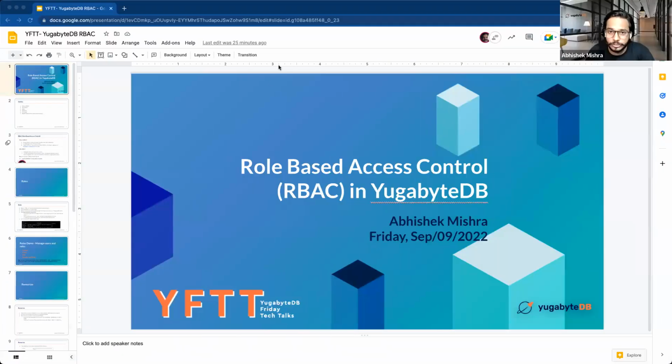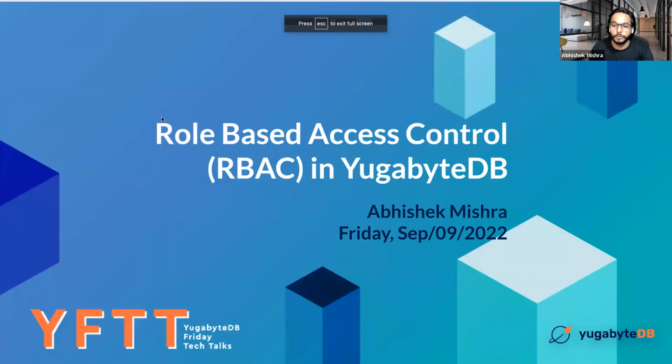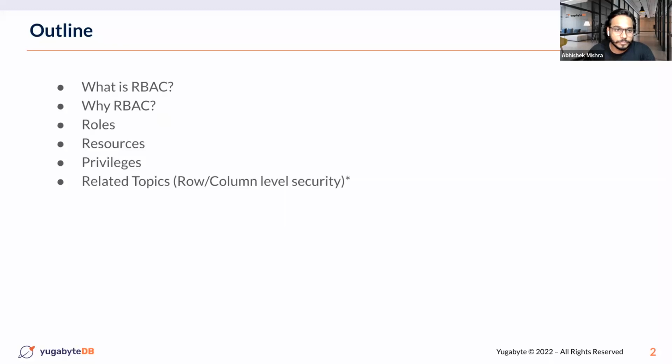So I'll be talking about, in fact, we'll be looking into one of the security features called RBAC, role-based access control, in Yugabyte. Before getting started, these are the topics to set the expectation from the session. We're going to cover what exactly is RBAC, why do you need it, and what are the different aspects covered under RBAC: roles, resources, privileges, and a few related topics which relate to security. We'll briefly talk about it, and we'll not deep dive into row or column level security, but the focus area today is mostly RBAC.